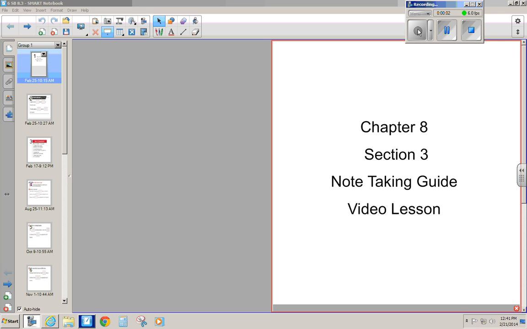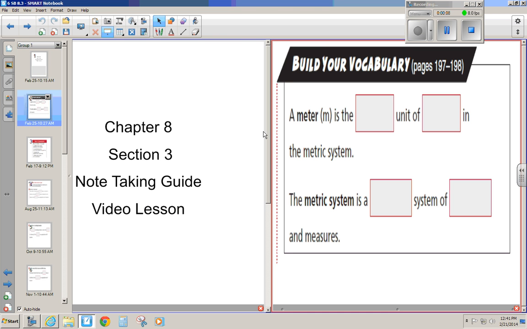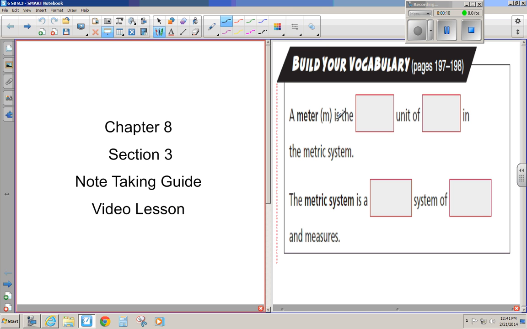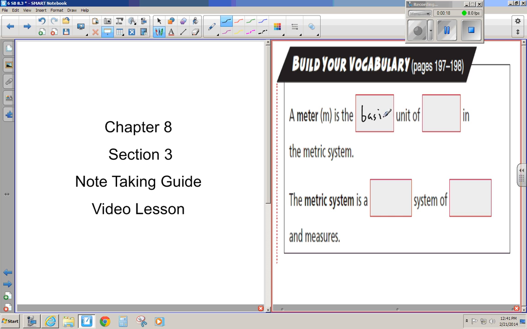Welcome to Chapter 8, Section 3, entitled Length in Metric Systems. So, begin with here. A meter is the basic unit of length in the metric system. The metric system is a decimal system. Again, it's a decimal system of weights and measures.